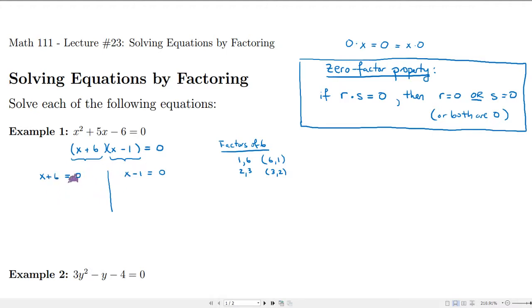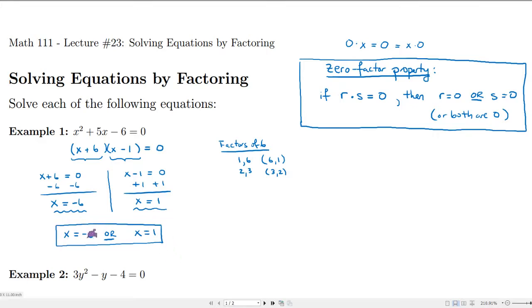If x plus 6 is 0, we can subtract 6 from both sides, and we will get that x is equal to -6. And if x minus 1 is 0, then adding 1 to both sides, we'll have x is equal to 1. So what are our solutions? Either x is -6 or x is 1.